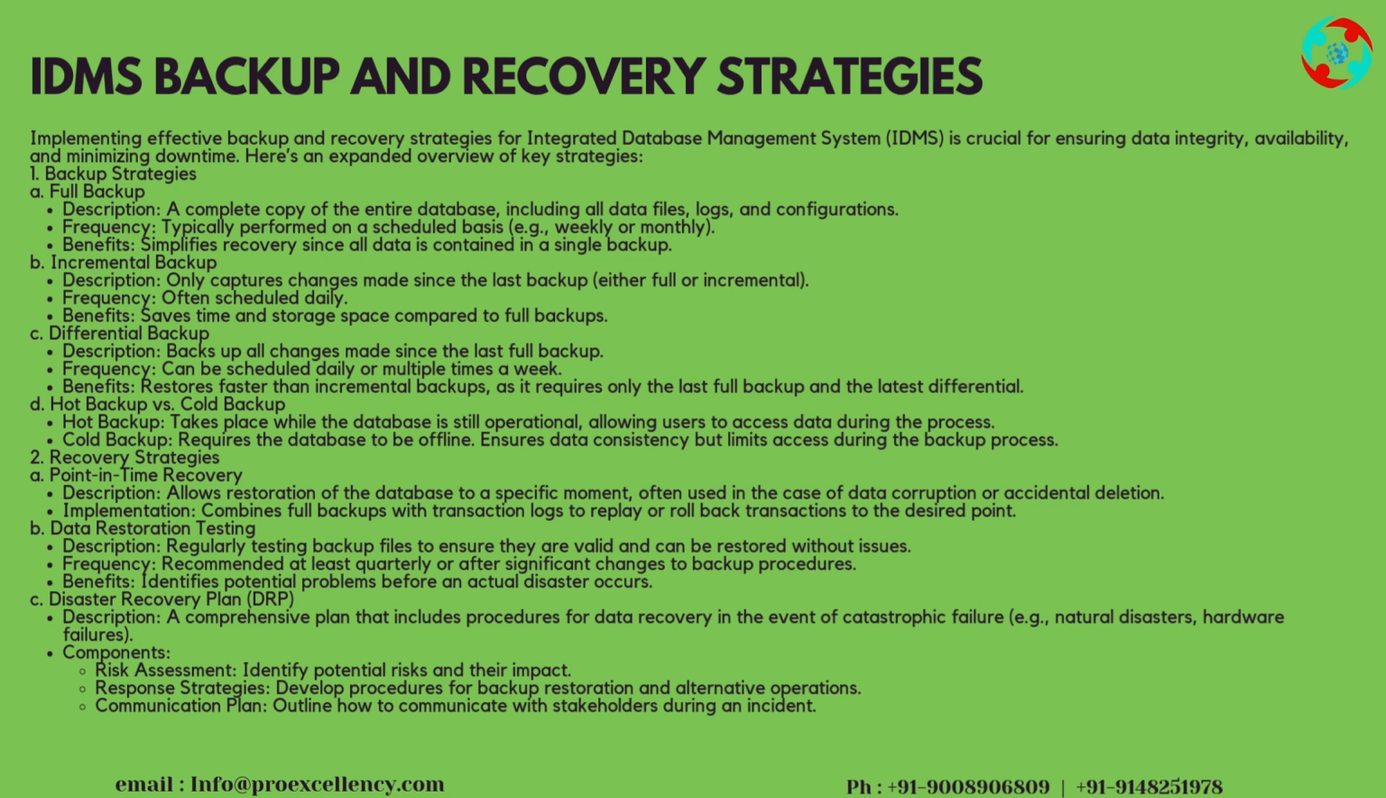C. Disaster Recovery Plan, DRP. Description: a comprehensive plan that includes procedures for data recovery in the event of catastrophic failure, for example, natural disasters, hardware failures. Components: risk assessment, identify potential risks and their impact. Response strategies, develop procedures for backup restoration and alternative operations. Communication plan, outline how to communicate with stakeholders during an incident.